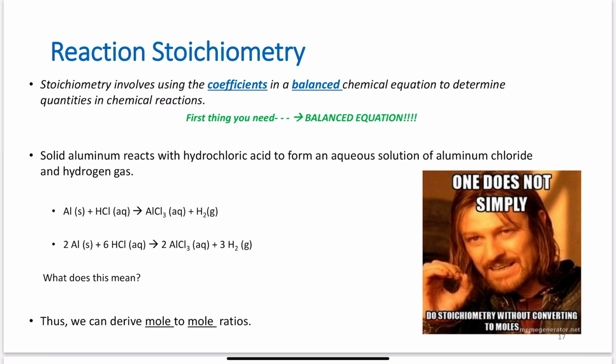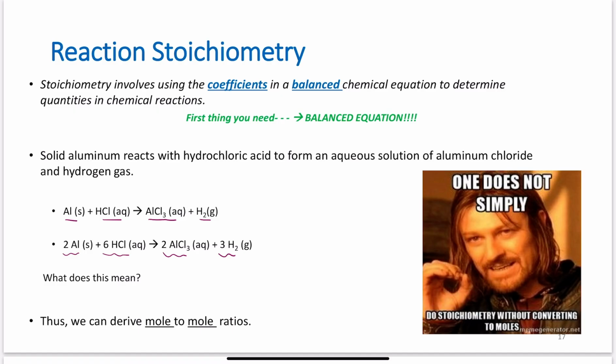So for example, we've got here, solid aluminum reacts with hydrochloric acid to form an aqueous solution of aluminum chloride and hydrogen gas. We write out that reaction. Solid aluminum, hydrochloric acid, aqueous solution of aluminum chloride and hydrogen gas. And then we balance it. So we see that we've got 2 moles of aluminum reacting with 6 moles of HCl to produce 2 moles of AlCl3 and 3 moles of H2.